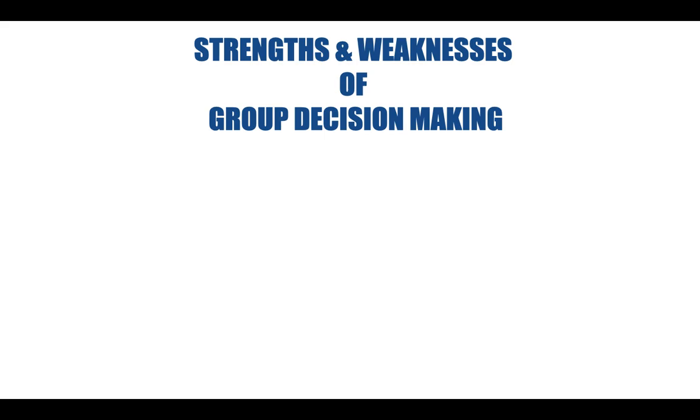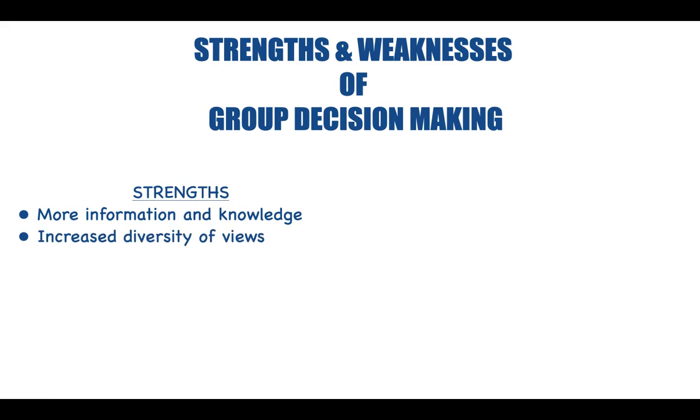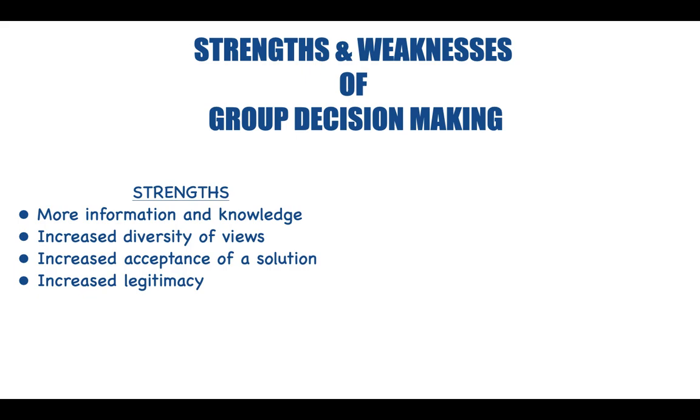And let's understand the importance, or the strengths and weaknesses, of group decision making. So when we work in a group, the strengths would be that we will get more information and more knowledge from different members of the group. There will be a diversity of views, because everybody will have different views, so we can have a pool of different views of different people. There will be an increased acceptance of a solution when you are working together in a group, and we have a leader who will help achieve that acceptance of the solution. And since there are more people, the decision making becomes more legitimate. We are more sure of the decision because the group has taken the decision together.